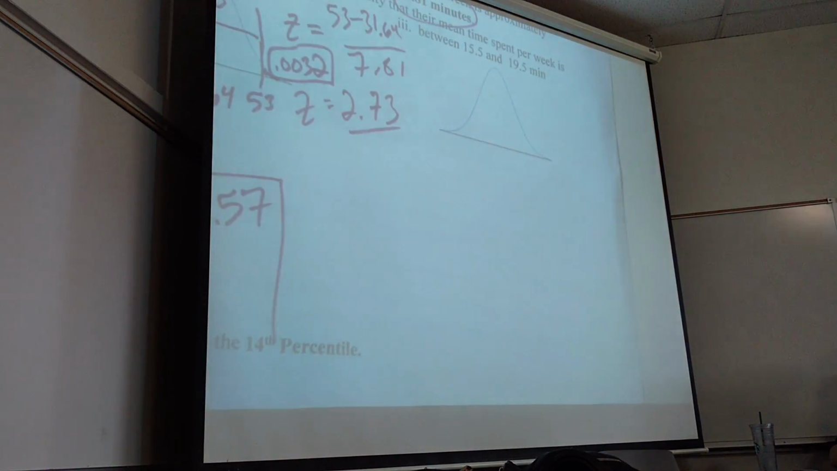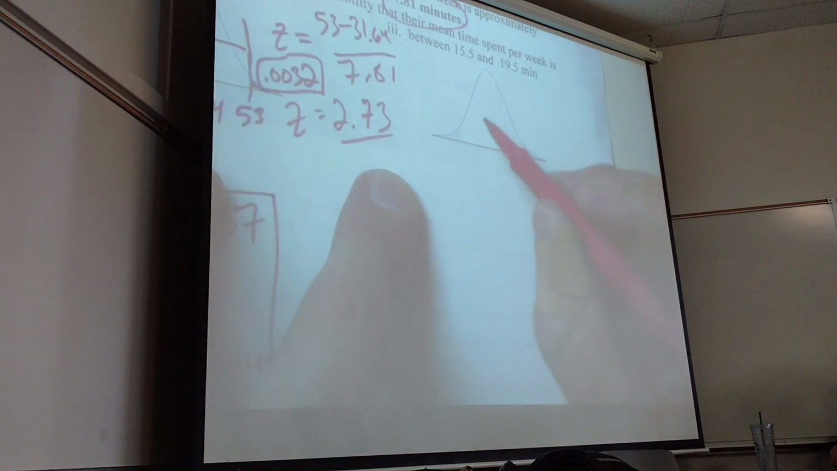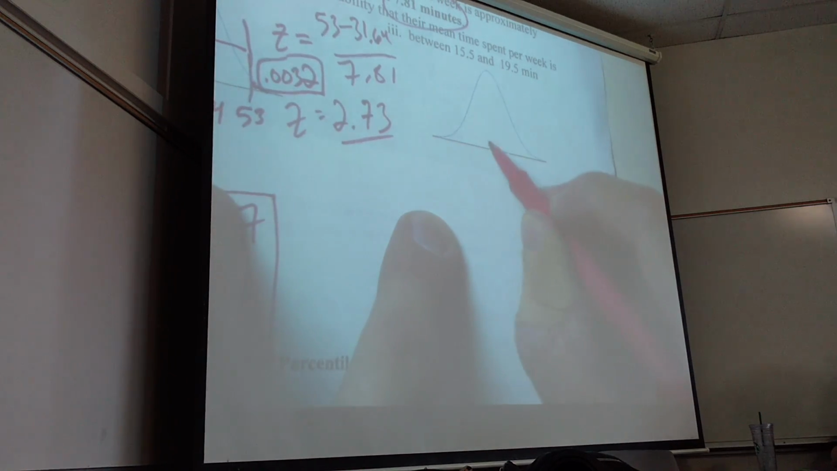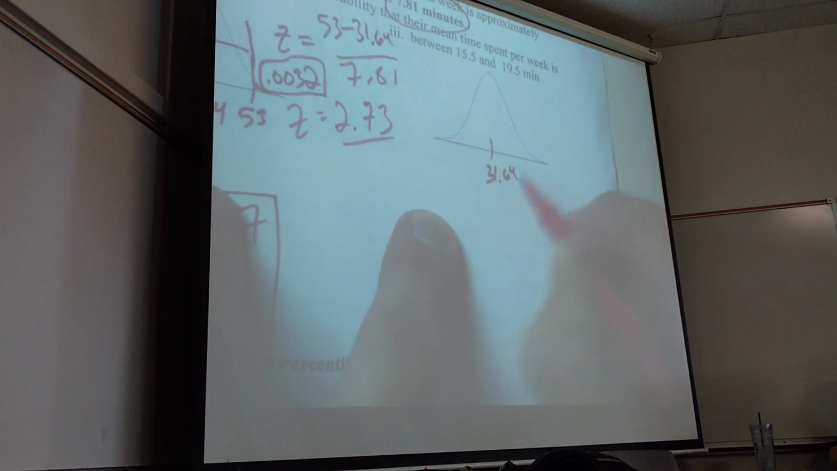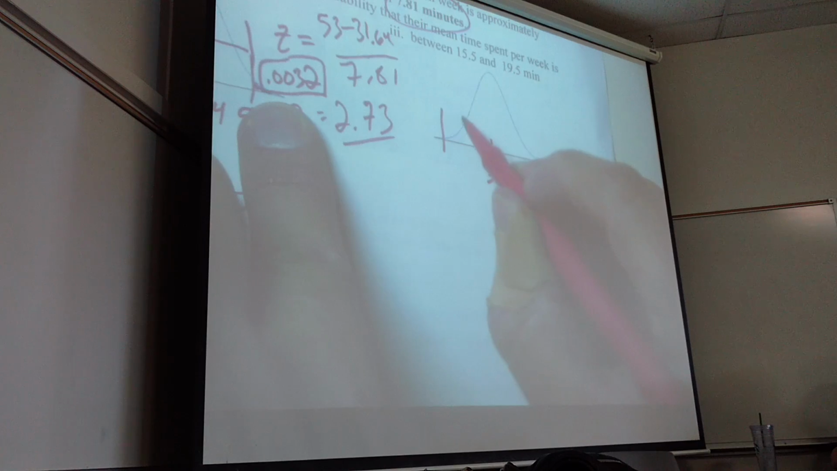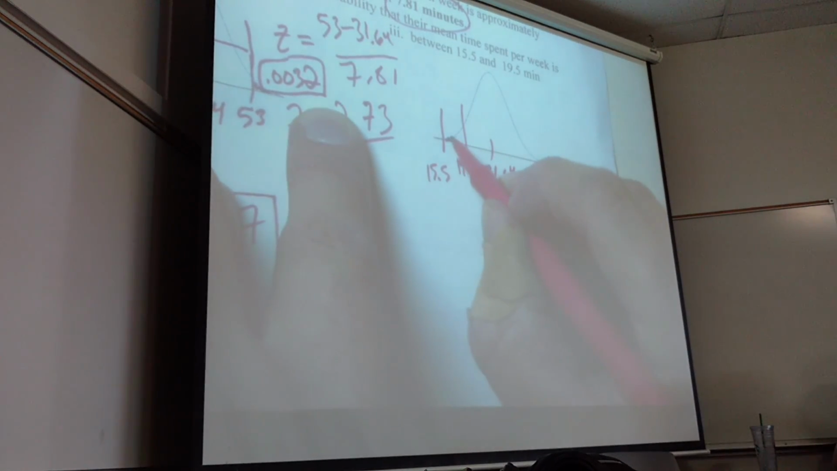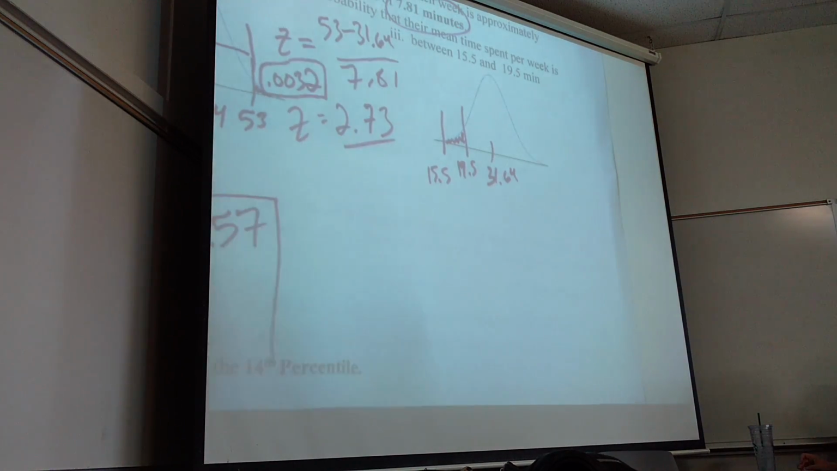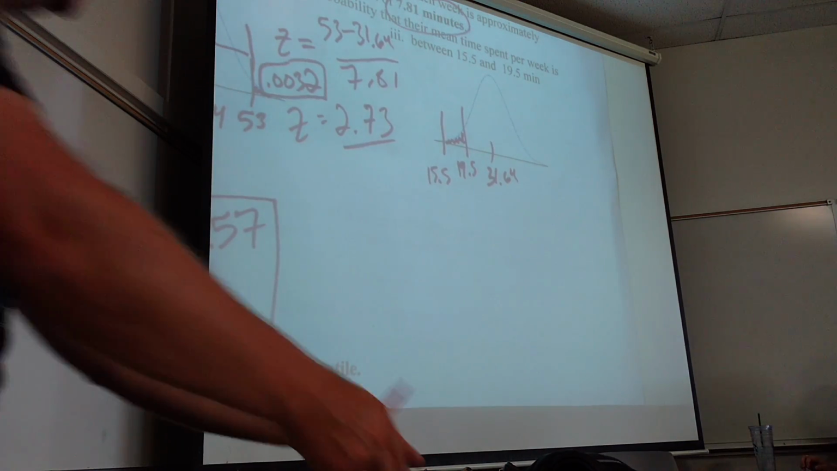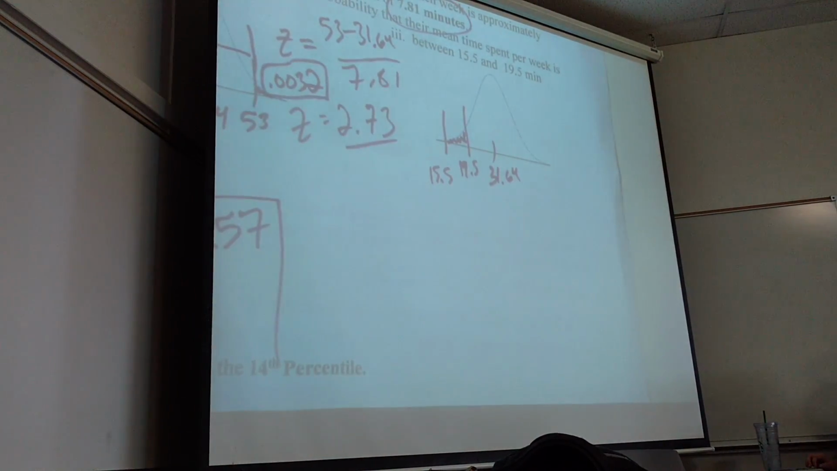So what do I have to do for part 3? The mean is still 31.64, so 15.5 and 19.5 are down here. I want the area between them. Do you guys realize now that it's a multi-step problem? It basically goes like this: if I give you an X score, you have to make it into a Z score, and then you have to look that percentage up.